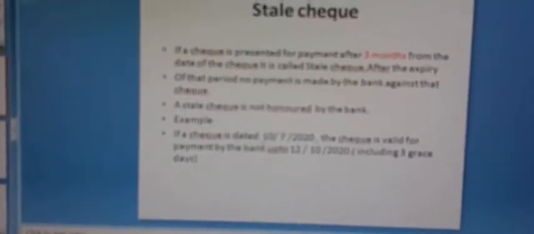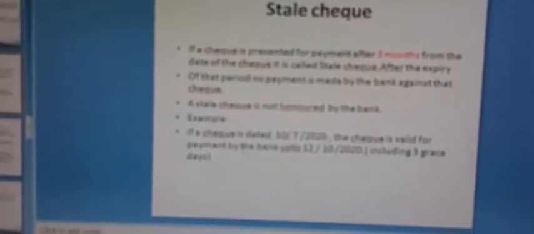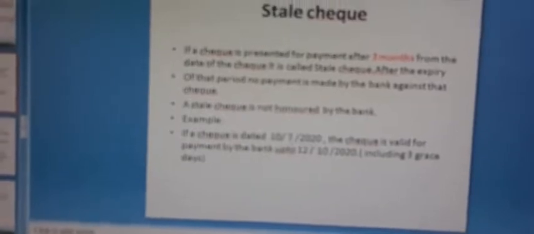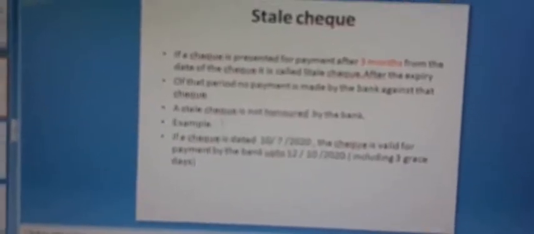Morgan. The check is dated 10/7/2000. The check is valid for the payment up to 12/10/2020. I presented a check in the month of July 10th, but the check is valid up to October. So within 12th October, he can withdraw the money from the bank. After that, he cannot withdraw the money. It just becomes an invalid check.